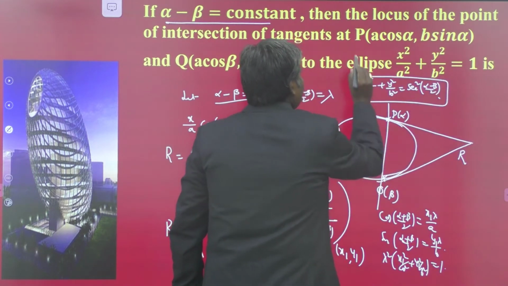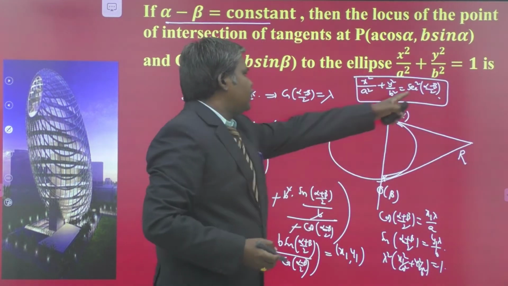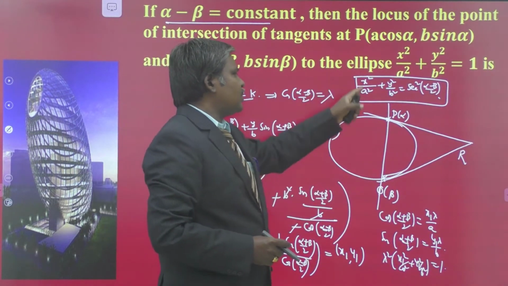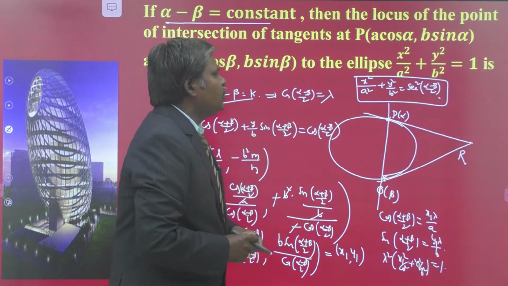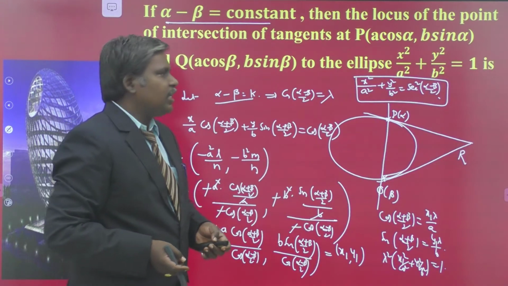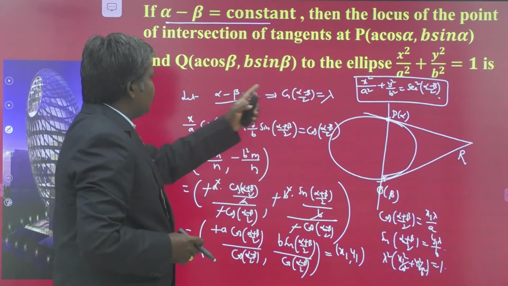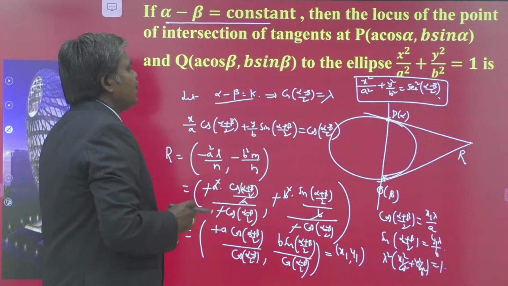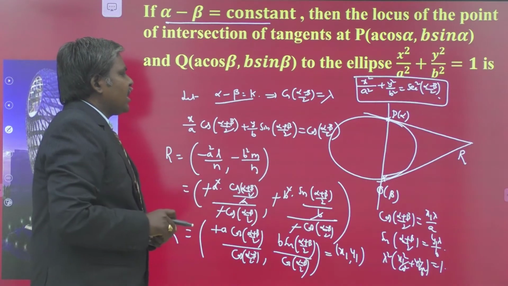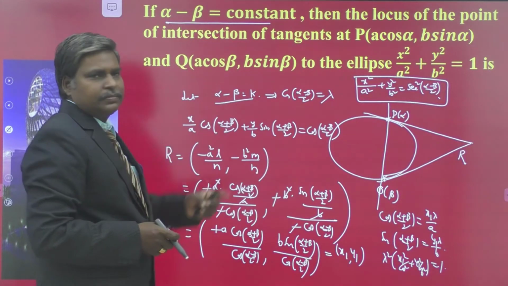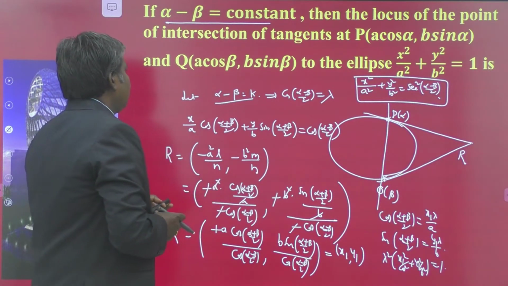Is it constant or not? It is fixed and represents what? An ellipse. X square by a square plus y square by b square equal to secant square alpha minus beta by 2 always represents an ellipse. Also, we say that it is the locus of the point of intersection of tangents drawn at the points whose eccentric angles difference alpha minus beta is constant here. Understand? Next one.